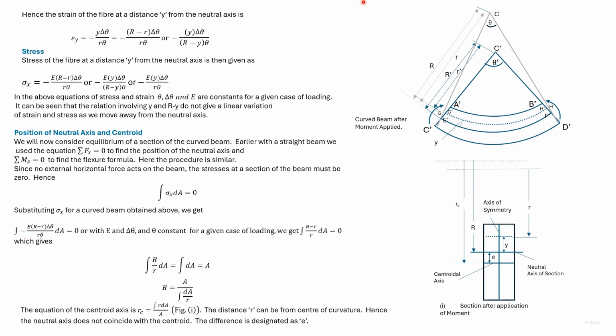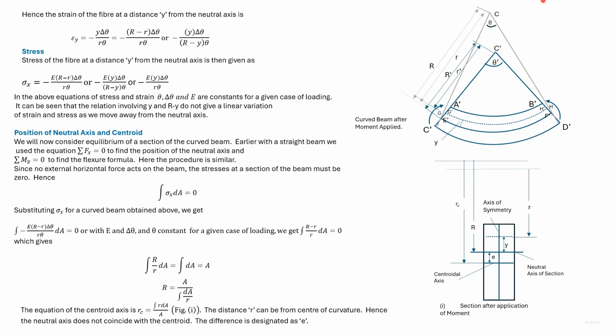Now here again, E, theta and delta theta cannot be 0. So we get integration capital R minus r divided by r into dA is equal to 0. Therefore, the radius of the neutral axis of the unloaded beam is given by this formula.